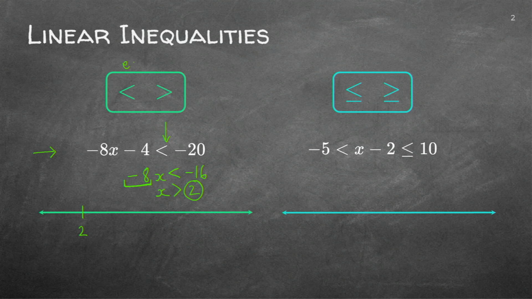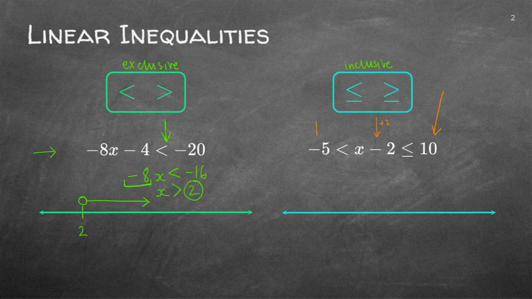We mark the 2 on our number line, and because it's an exclusive inequality, remember the greater than and less than signs are exclusive inequalities, and the greater than or equal to and less than or equal to are inclusive inequalities. Because we're dealing with an exclusive inequality, we show it with an open circle and our arrow is pointing to positive infinity.